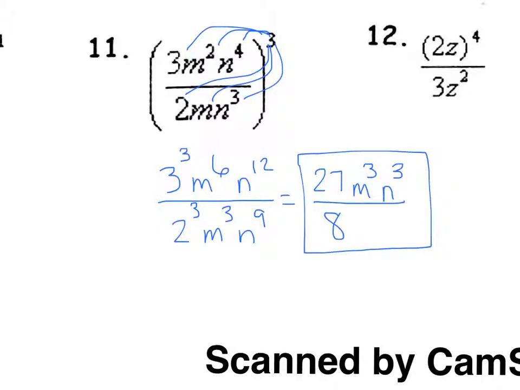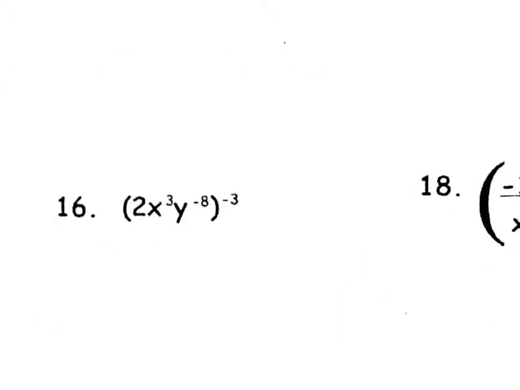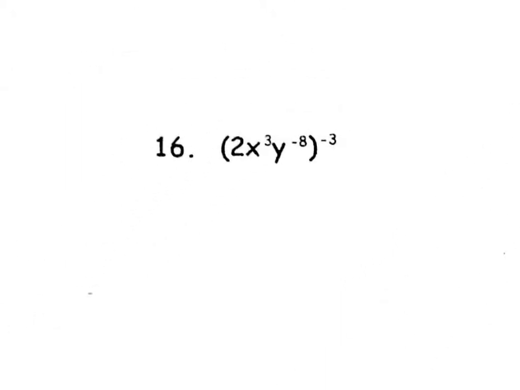Okay. Last problem. I'm going to let you try number 16 on your own. Pause the video and check your answer once you're done. So here's what you get once you distribute it. Remember that this is not 2 times negative 3. It's not negative 6. It's 2 to the negative third power. X to the negative ninth, and then y to the 24th.